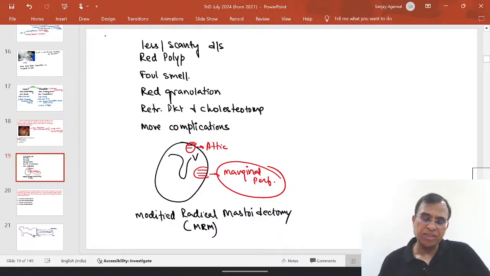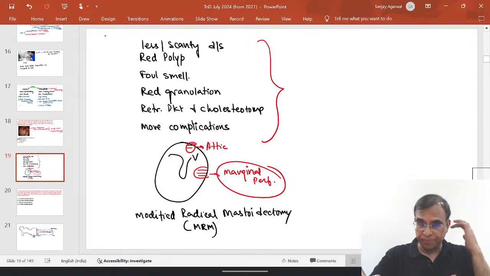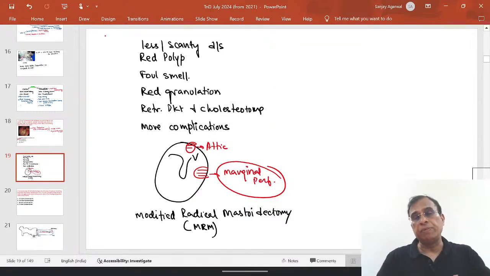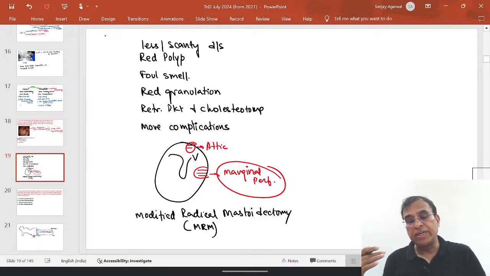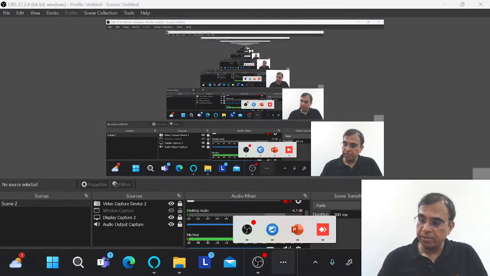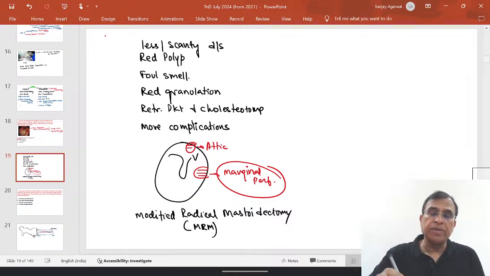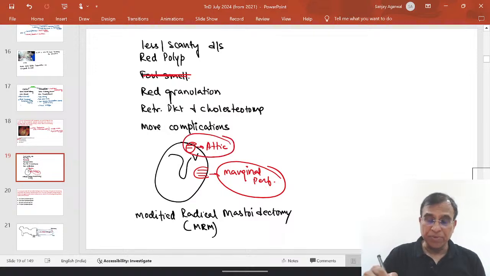Now, when we say these are the features of unsafe CSOM, it doesn't mean every patient of unsafe CSOM will have all of them. Some may have this one, some may have that one, and depending on which feature is given, any of them will tell you whether it is unsafe: less discharge, or a red polyp in the ear, that is diagnostic. If there is a foul smelling discharge, but if there is no foul smell in the discharge, it doesn't mean it cannot be unsafe CSOM. If there is no smell but there is a red granulation, it is unsafe. If there is no smell but there is an atic perforation, it is unsafe.